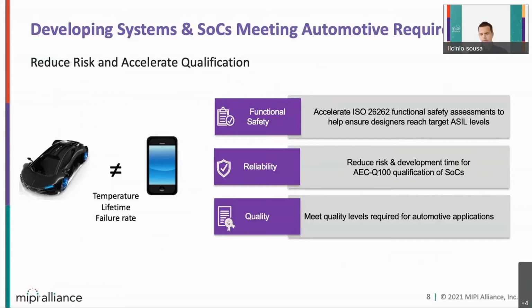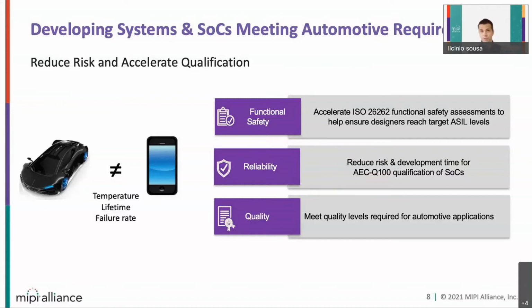So now we talked about how the spec is evolving, and it's interesting to look at what this means when you're designing for automotive, right? Designing for automotive is different from designing for consumer applications. The fundamental difference is the stringent operating conditions. And so there are three fundamental pillars that need to be addressed when you're designing for automotive.